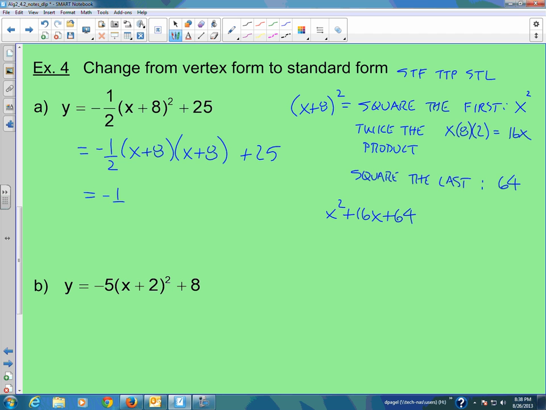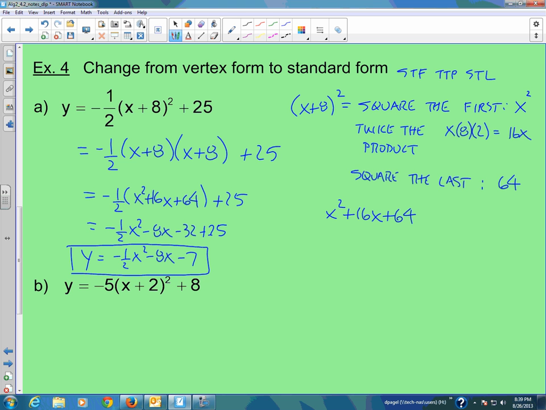All right, so I have negative 1/2 times x squared plus 16x plus 64, and then I have this plus 25 that's tagged on at the end. Distribute the negative 1/2: negative 1/2 x squared minus 8x minus 32 plus 25. And finally do all my combining like terms, where the negative 32 plus 25 gives me negative 7. And now I'm in standard form from the vertex form.